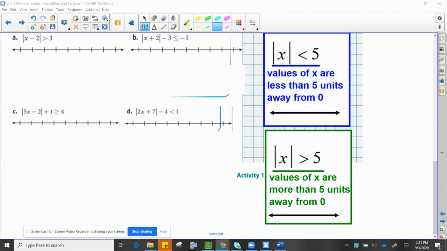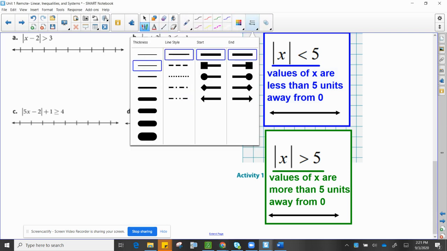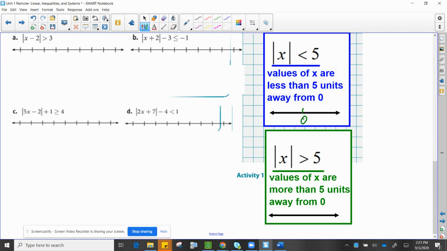Okay, so if I have the absolute value of x is less than 5, that means that the values of x are less than 5 units away from 0. So let me show you what that means. If I have a number line and I have 0, remember -5 and +5, when we take the absolute value, could both equal 5. So they're both going to work here. So the values of x are less than 5 units away from 0.